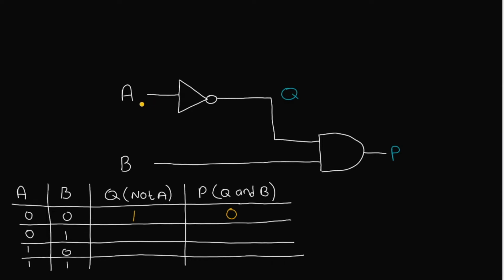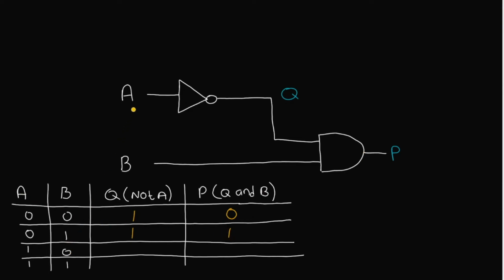Using the same logic, we're going to have 0 for A and 1 for B. Similar to last time, when 0 passes through this NOT gate, it gets flipped and becomes 1. So Q here is 1. Then B goes into this AND gate along with Q. This time both Q and B are 1, so when they both go into this AND gate, the result will be 1. So we can write 1 down here.